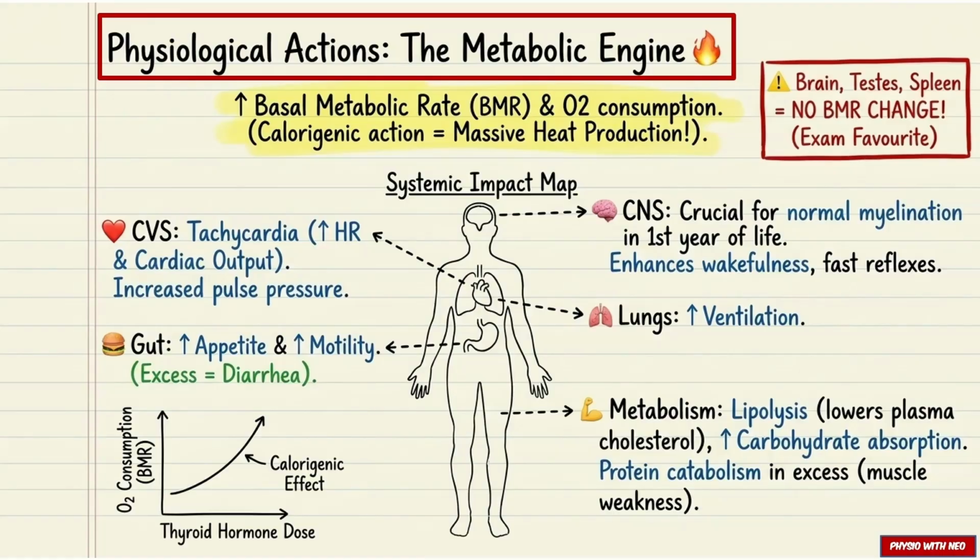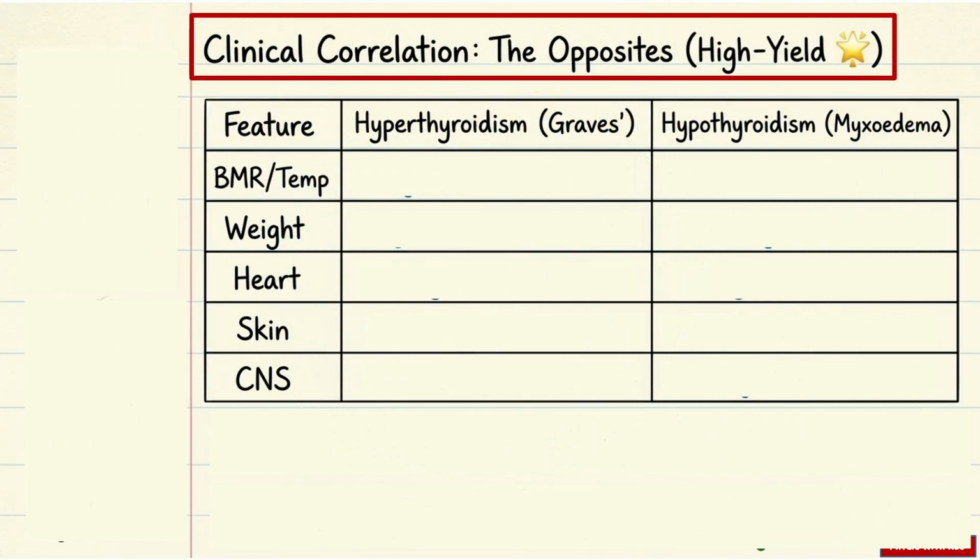Remember, think of thyroid hormone as the body's accelerator pedal. Press the accelerator, everything runs faster. Students, remember this analogy for years. This is probably the easiest slide.